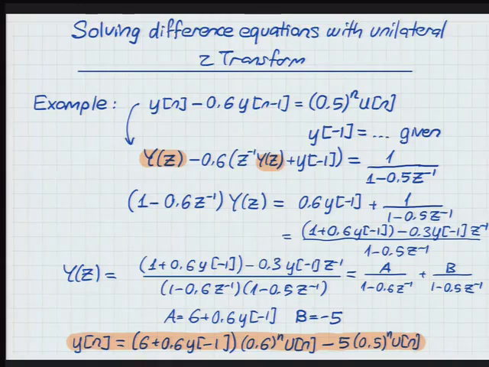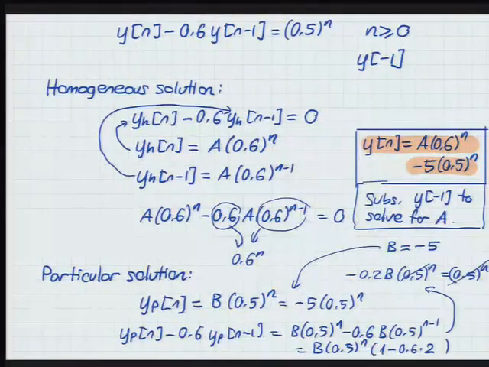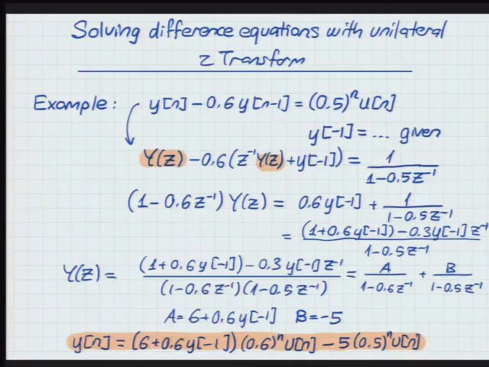The fact that b did not depend on the initial condition kind of makes sense because we know from the general structure of the solutions of difference equations that that was the particular solution. That was the part of the solution that was driven by the forcing function 0.5 to the n. Okay, and it makes sense that that term does not depend on the initial condition. So that's basically an alternative to the classical method.